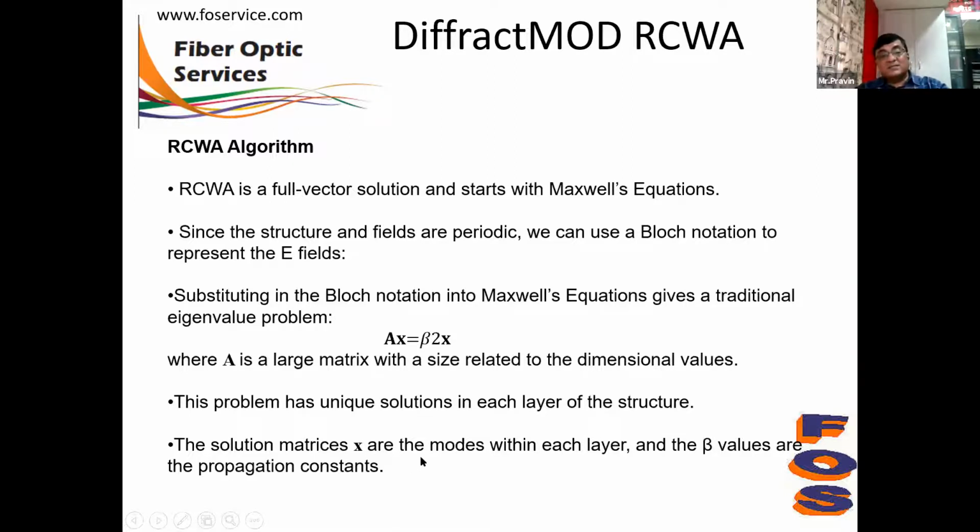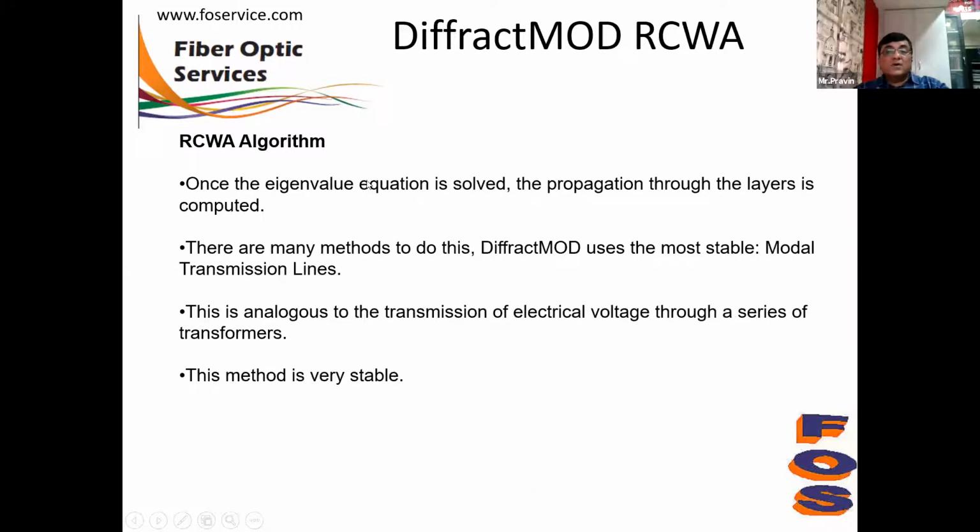The solution matrices are the modes within each layer, and the beta values are the propagation constants. So once the eigenvalue problem is solved, the propagation through each layer is computed. There are many methods to do this, but DiffractMODE uses the modal transmission line. This is similar to the electrical voltage through a series of transformers. Because this method is very stable, the solution is very reliable and powerful.